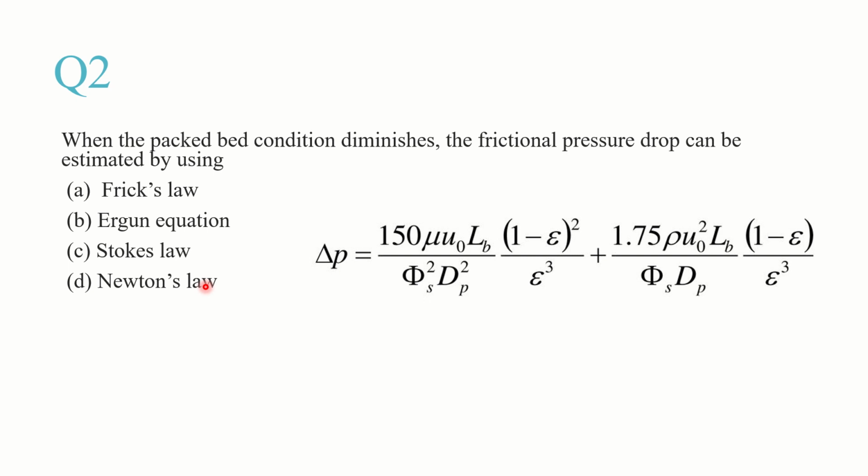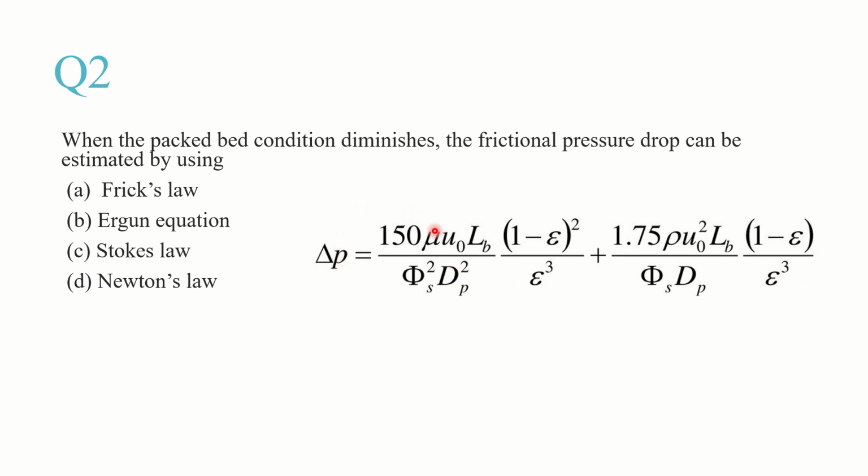Ergun's equation. Ergun's equation is given by this, where delta P is given by, in general, this is for the laminar condition, and this is for the turbulent condition. But when put together, we get the pressure drop equation for the fluidized bed, and this is known as Ergun's equation, where this is 150 mu u naught L_B (1 minus epsilon) the whole square by epsilon cube phi_s square dp square, plus 1.75 rho u naught square L_B (1 minus epsilon) by phi_s dp epsilon cube.